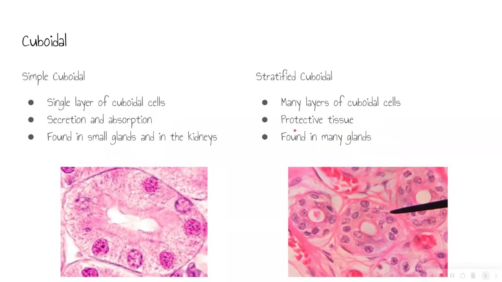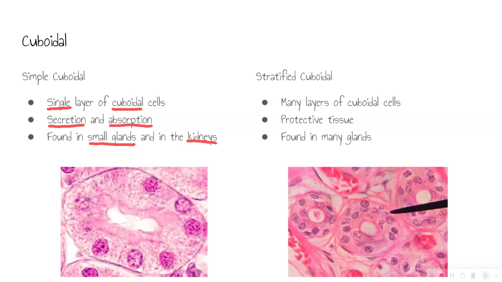Cuboidal cells, so we can have simple cuboidal. That's going to be simple, single, so a single layer of cuboidal cells, and we can see that right here. The function of simple cuboidal epithelium is going to be secretion and absorption. Because of that, you're going to find this simple cuboidal epithelium in small glands and in the kidney tubules.